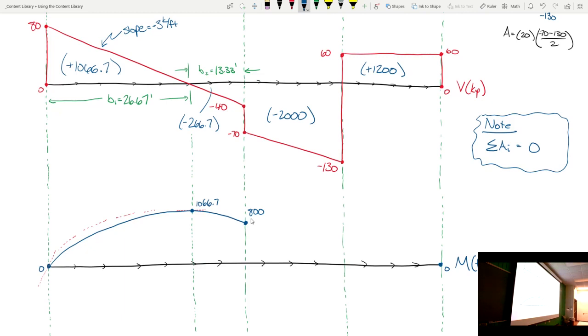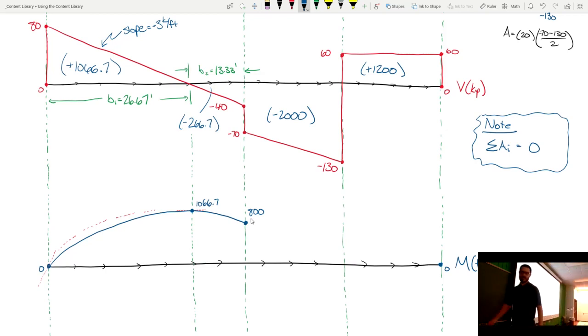Sometimes what I will do is use the terms lot to a little. What I mean by lot to a little is the shear diagram goes from a lot to a little, so the slope of the moment diagram goes from a lot to a little. So in other words, it either looks like that or it looks like that. But that second one's wrong because of how the shear diagram is structured. Does that make sense?